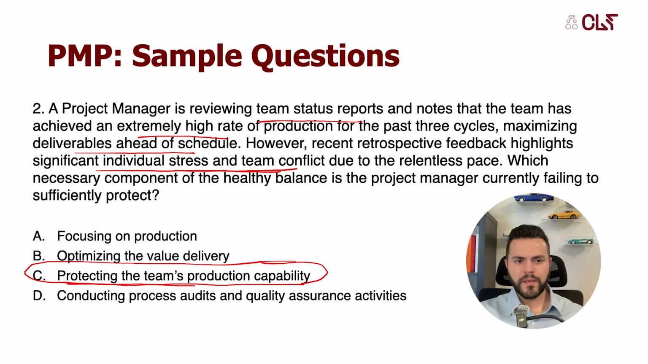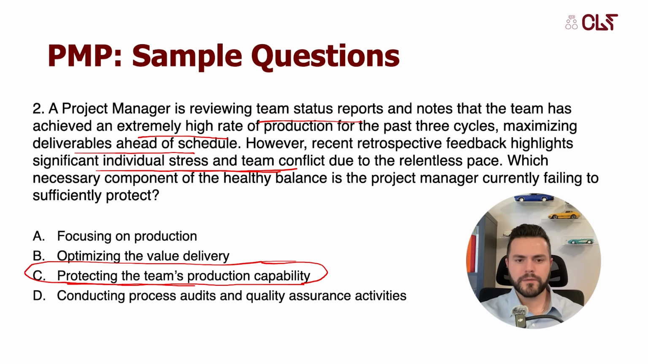Question 2. A project manager is reviewing team status reports and notes that the team has achieved an extremely high rate of production for the past 3 cycles, maximizing deliverables ahead of schedule. So we have deliverables ahead of schedule, which is good. However, recent retrospective feedback highlights significant individual stress and team conflict due to the relentless pace. So we have a problem here. Significant individual stress and team conflict.